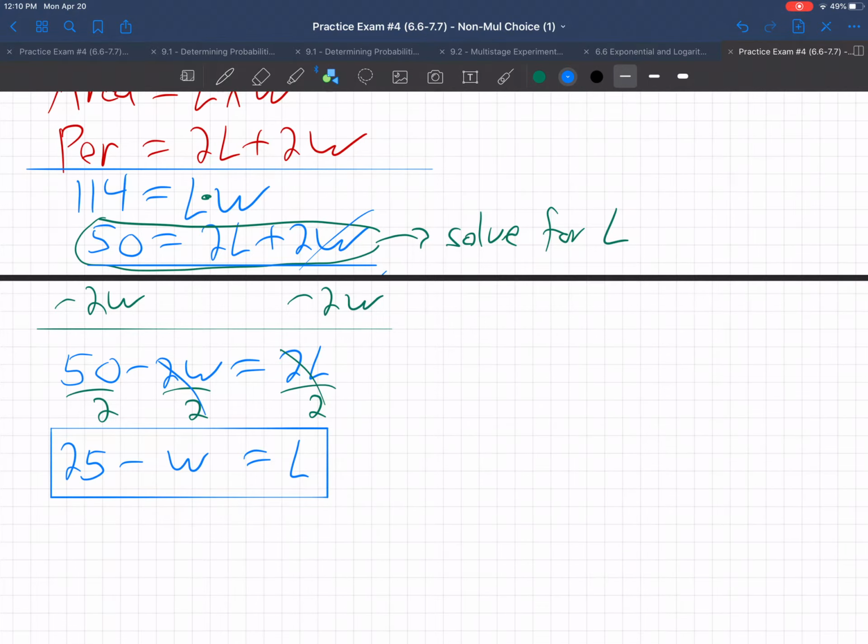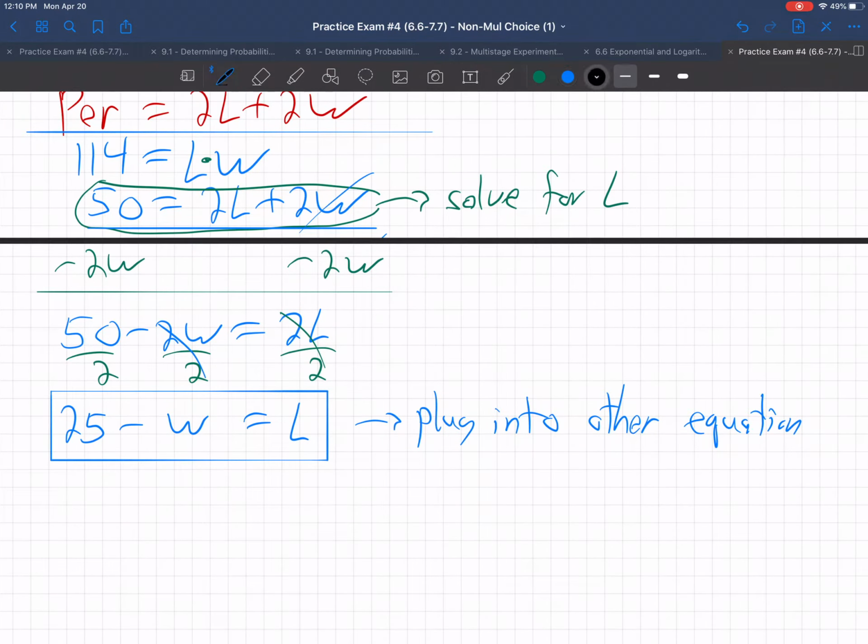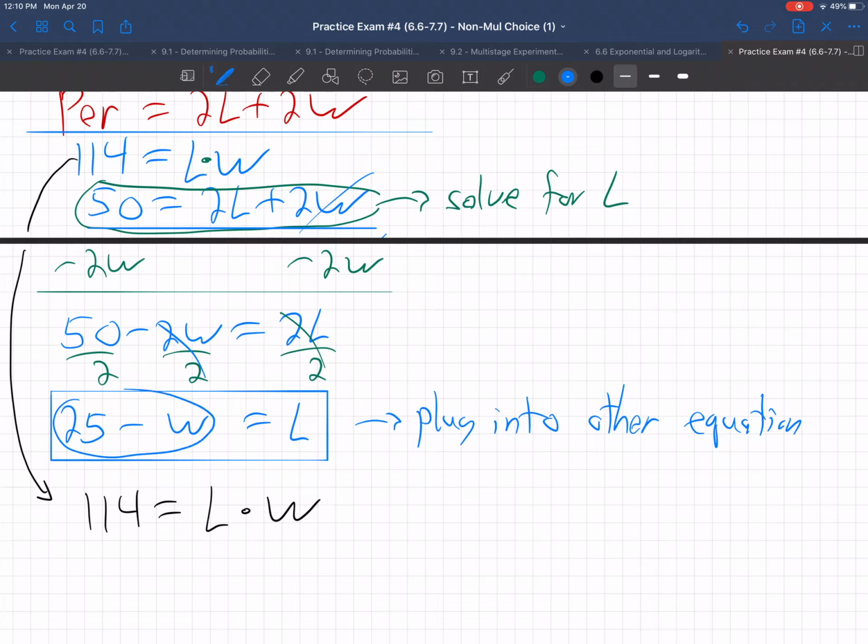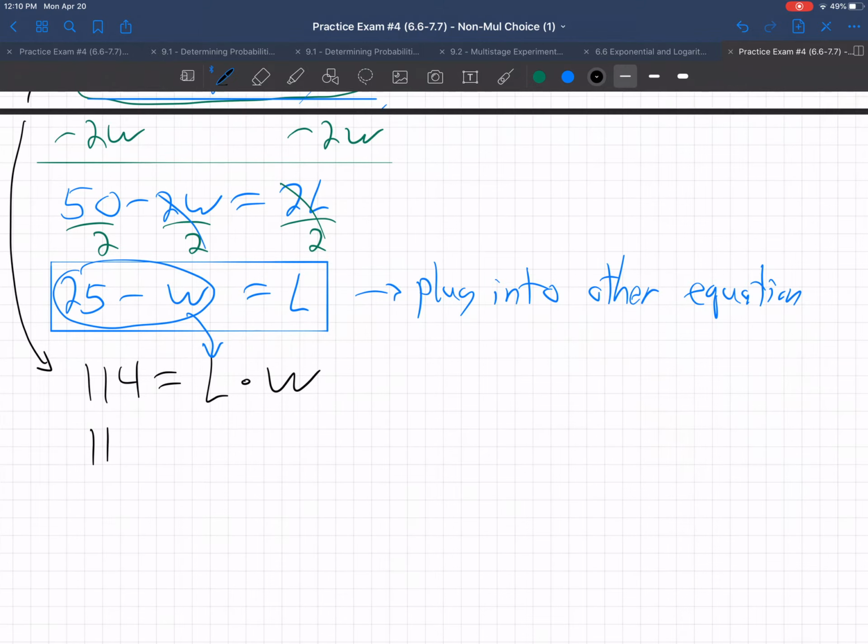Okay, so I've got L alone. So now I'm going to plug that in to the other equation, right? We get one letter alone in one equation, plug it into the other. So let me grab this one, bring it down here. 114 is L times W. And then I'll grab this right here and plug in for L. So I get 114 is L, and what's L? 25 minus W, times W.